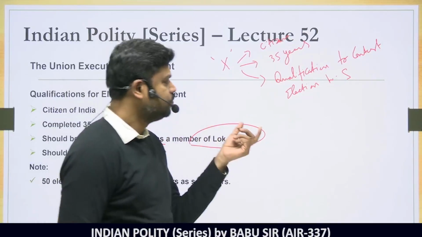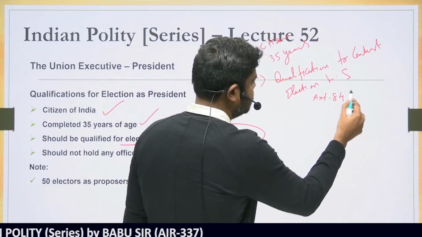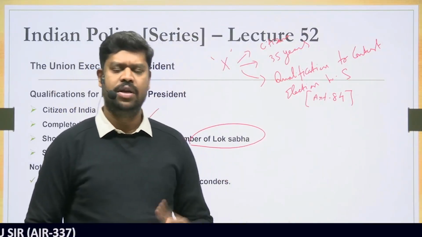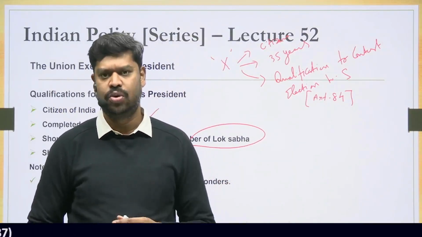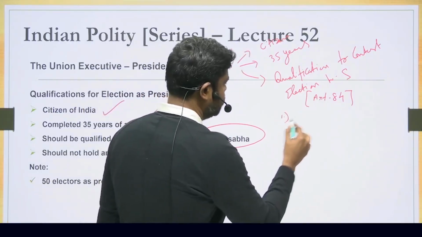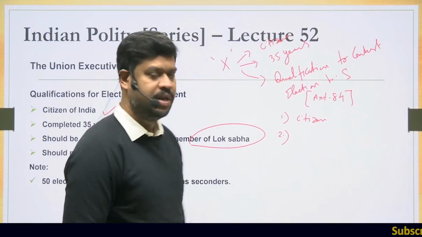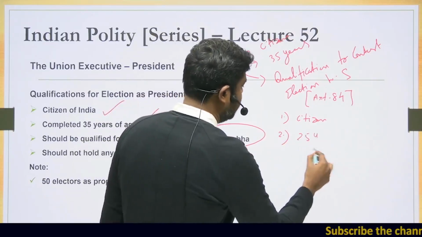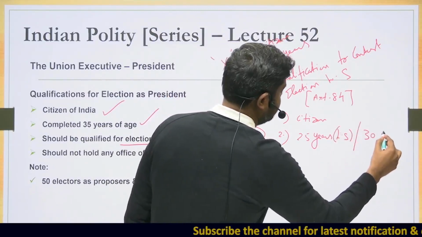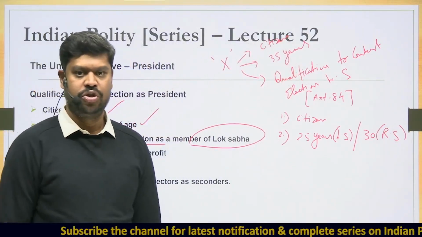So, what are the qualifications? If you look into Article 84 of the Constitution, that deals with qualifications for someone to contest election to the Lok Sabha, or in general to become a member of Parliament, including both Lok Sabha and Rajya Sabha. They should possess these qualifications. So what are the qualifications given under Article 84? First, it is saying that they should be a citizen of India. Second, they should have attained a minimum of 25 years of age in case of Lok Sabha, and a minimum of 30 years of age in case of Rajya Sabha. This is a condition given under Article 84 of the Constitution.